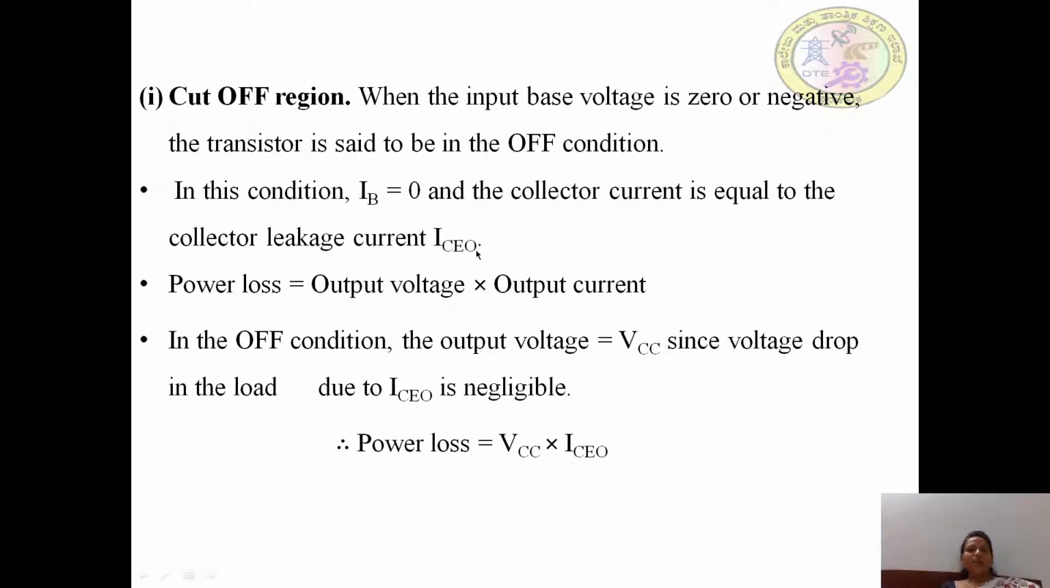So this is the collector current due to the minority charge carriers when there is no base voltage. Therefore, power loss can be given as output voltage into output current. So in the off condition, the output voltage is equal to VCC, since all of the voltage drops across the collector emitter terminal. And since ICEO is very negligible, as I have already told you in one of my sessions, the current due to minority charge carriers is very small, for most practical situations that is neglected.